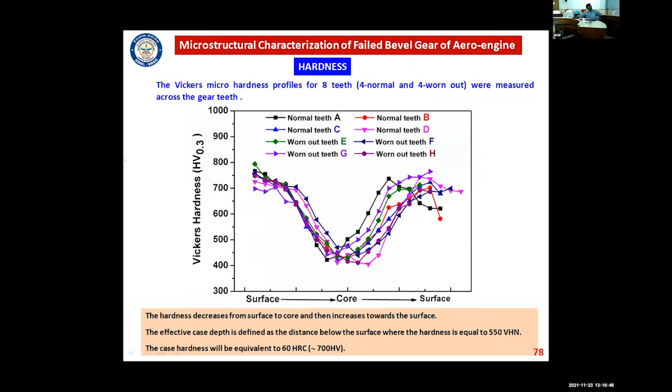Now we have also measured the micro-hardness profiles on all 8 teeth, 4 normal and 4 damaged, across the gear teeth, where you can see that the specified hardness should be 700 VHN. This is the specification for these gears. But here you can see that for some of the teeth the hardness values are below 700 VHN. That indicates that the hardness is not sufficient on the surface of the gear teeth. Because of the low hardness, the cracks might have started from the surface of the teeth and resulted in the removal of material.